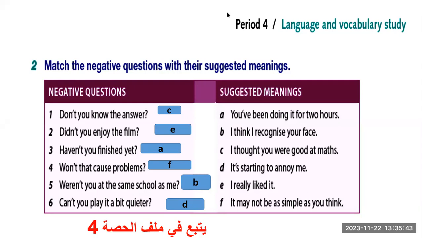Now, all you need to do is look at the first word, the auxiliary verb at the beginning. Don't, didn't, haven't, won't, weren't, and can't. All are negative. So these are what we call negative questions. And each negative question has a meaning. The meaning could be one of four: being annoyed, being angry, being doubtful, or being surprised if it's taking a long time than it should be.